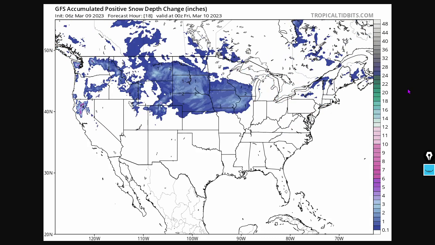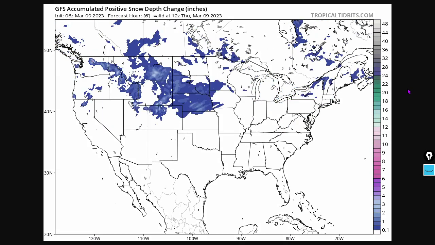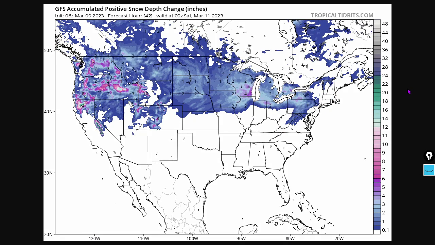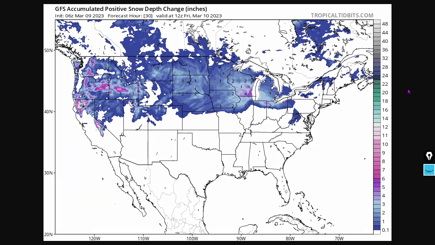Also, some minor snow coming to most of Pennsylvania. It looks like Philadelphia is going to get it too. Again, that's your GFS 72-hour accumulated positive snow depth change forecast in inches.